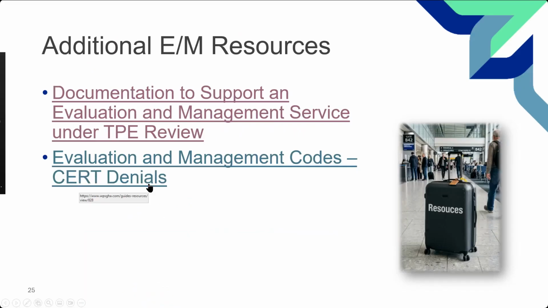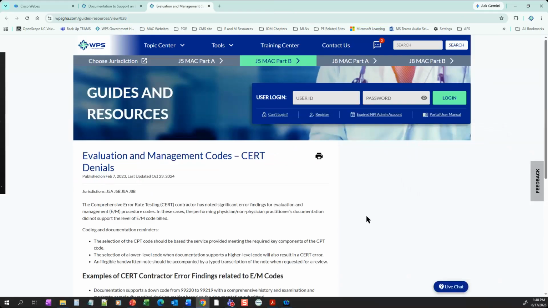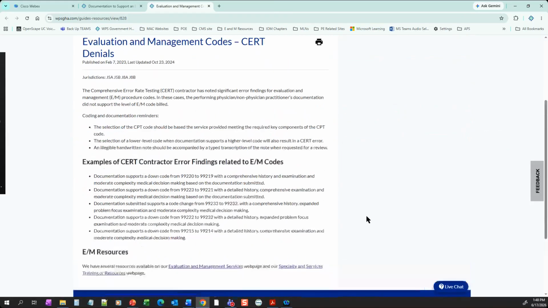Also, our CERT. So this is going to be our error rate testing. There are certain codes that are being looked at and certain E&M services that are being looked at as well. We do have a resource out here that does talk about the codes that are being reviewed, and when we see these errors, it all comes down to the documentation not supporting that code.